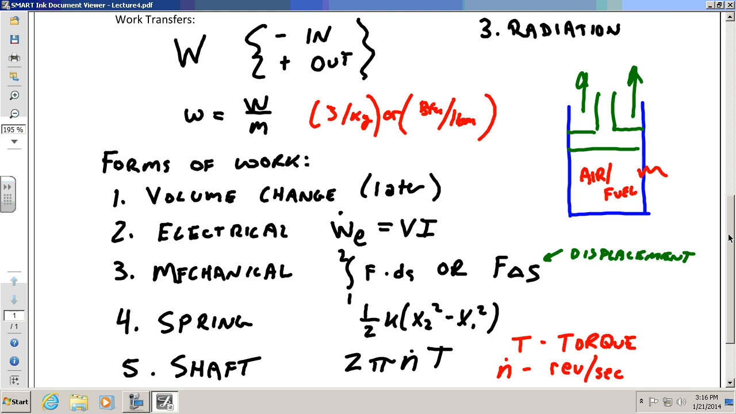Okay, that's shaft work. Okay, these are all forms of work either into or out of a system. Okay, there's more. This is not an exclusive list. There's more, but that's going to give you some. Next time we define the first law and we put everything together.